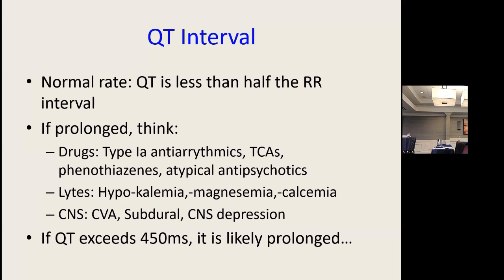If it is prolonged, there's a jingle to remember: drugs, lights, CNS. Drugs: type 1 antiarrhythmics, all the psychiatry drugs, okay, TCAs, phenothiazines, even the atypicals. Lights: all the hypos, hypokalemia. Remember, as potassium goes, so goes magnesium. So hypokalemia, hypomagnesemia, hypocalcemia. And then for some bizarre reason, CNS catastrophes cause QT prolongation. And I taught you if the QT is more than 450, it typically is prolonged. So just a nice little rubric to remember with regard to QT.